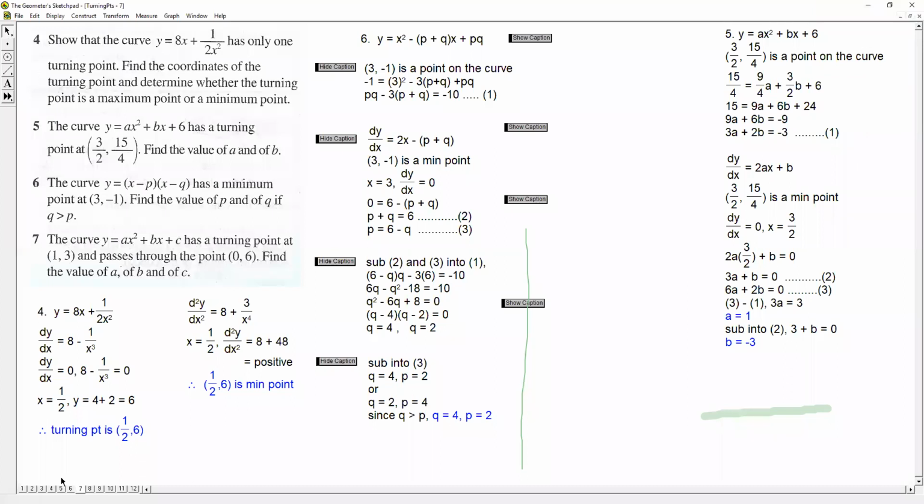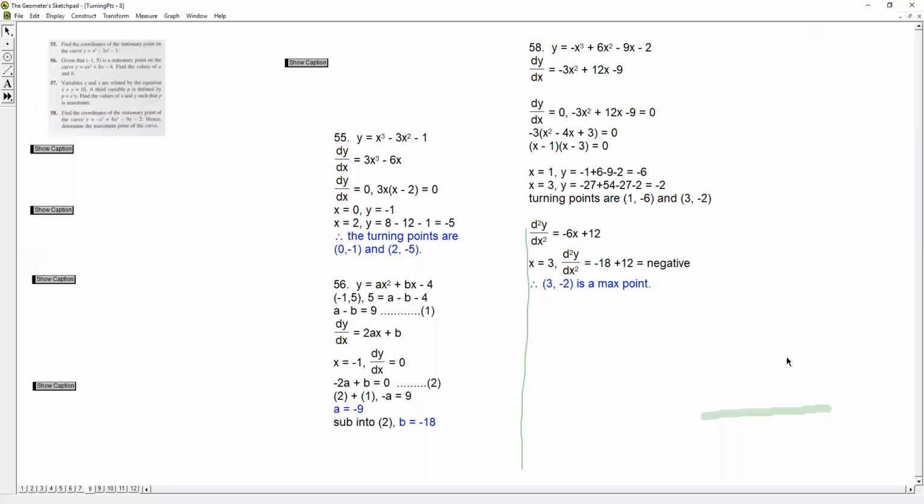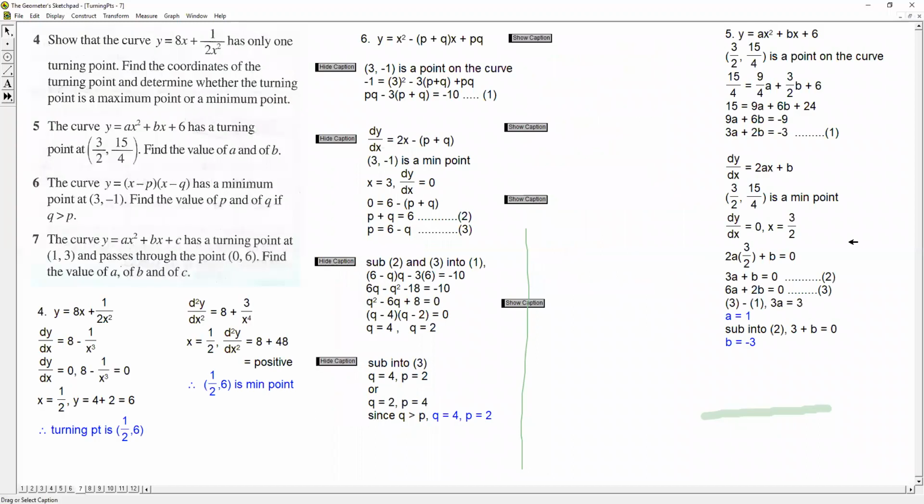Okay, right. So the next one. This is question number 7. Where is question number 7? Yeah, this is question number 7. So in question number 7, you are given the curve, and on this curve you have 3 unknowns, A, B, and C.